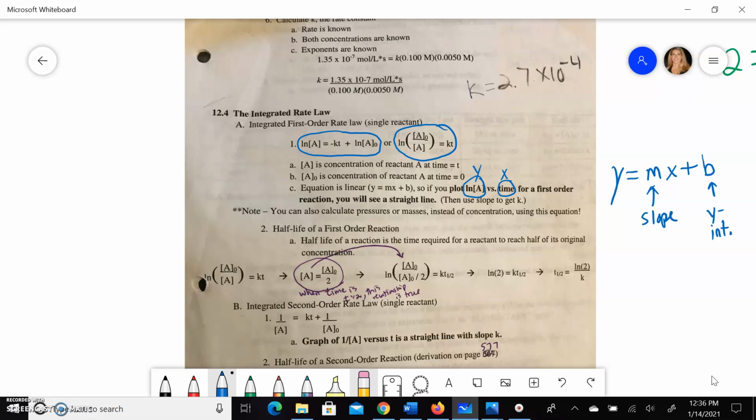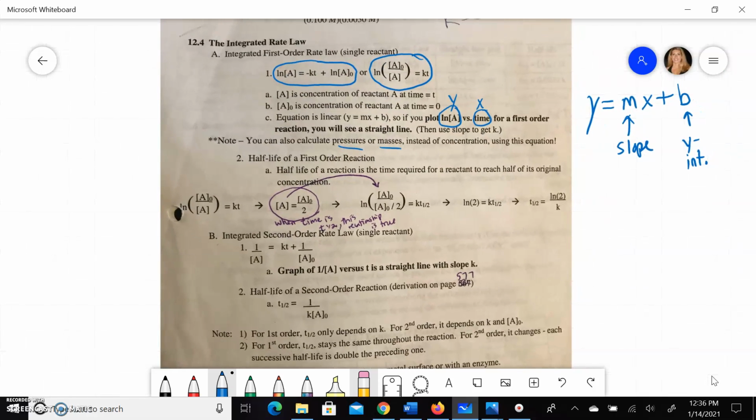So if they give you a bunch of concentrations and a bunch of times, you can plot the natural log of A versus time and see if it's a straight line. And if it's a straight line when you have natural log of A, that's going to be first order. Keep in mind that you don't always do concentrations. You can also do pressure or mass because those will change as the reaction proceeds as well.